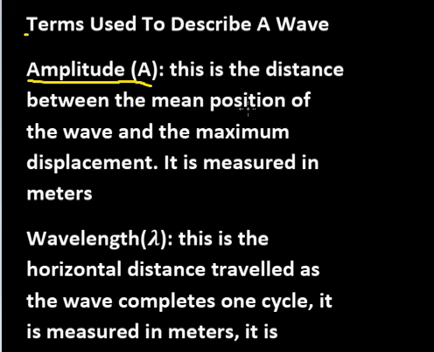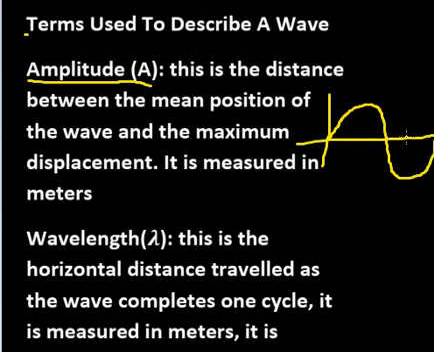This is the distance between the mean position of the wave, the starting point of the wave, and the maximum displacement of the wave. Let me describe that within a graph. So let's say I have my wave. It starts from here, goes up, so it has displacement up and down. So the distance from this point to this maximum displacement is what is known as amplitude. It's still the same distance from here to this minimum point is the amplitude of the wave.